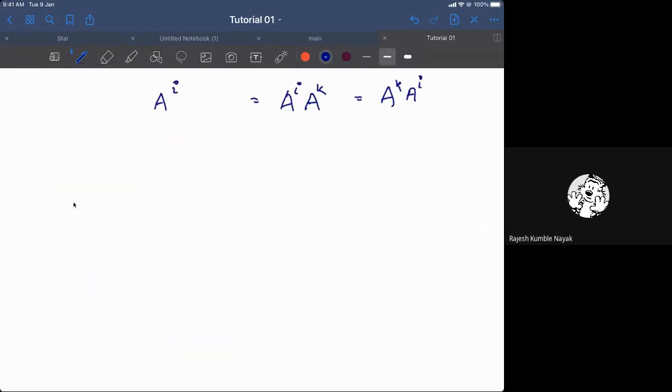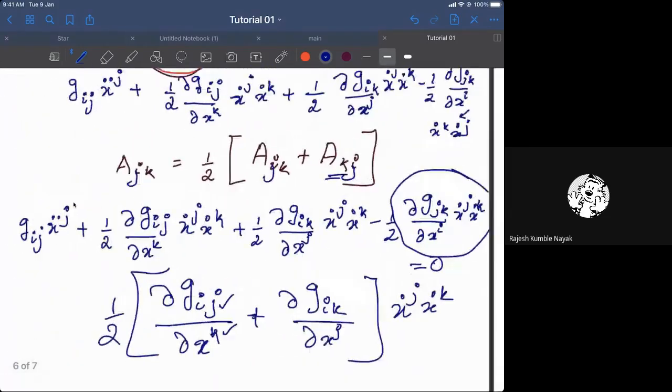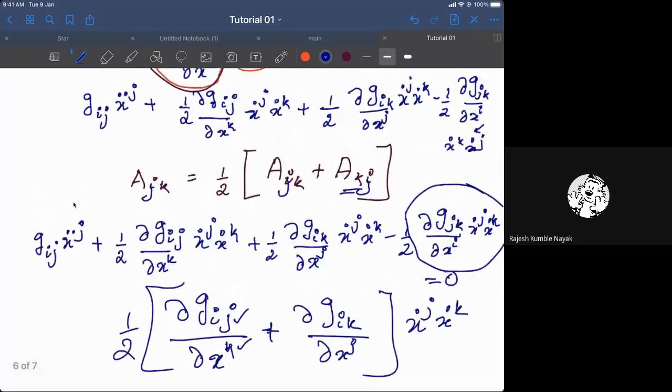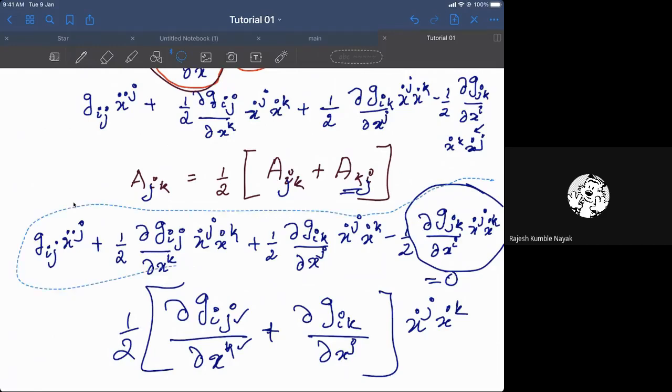Okay, let us continue and see what we are left with. Let us get this equation here. I'm lazy to write it again. Technology is good, but not good enough. So, okay, we have this.